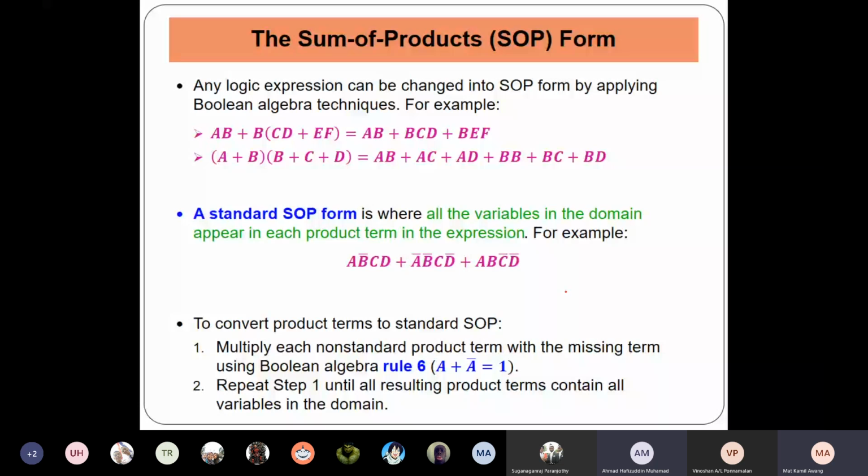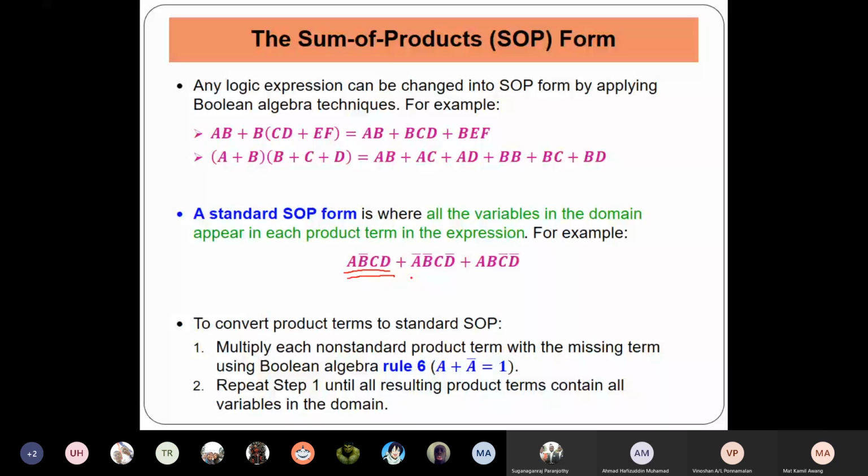So from this SOP, you can convert into a standard SOP form. What is a standard SOP form? A standard SOP form is where all the variables in the domain appear in each product term. So basically in each term, you have all the domains. Let's say for this example, you have four domains, A, B, C, and D. So for each term, you have all the four domains.